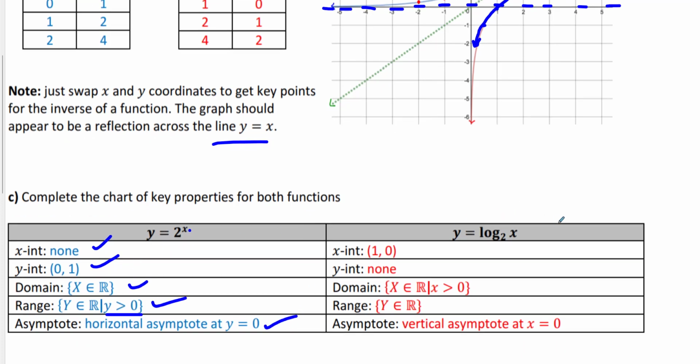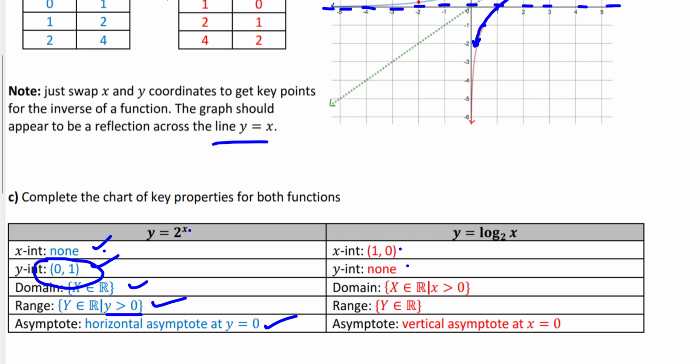Perfect. For the inverse function, it's flipped. Since there was no x-intercept for my initial function, the inverse function has an x-intercept that was your y-intercept. So instead of (0, 1) being here, it's (1, 0) here, because it's swapped. But there's no y-intercept, because the x-intercept and y-intercept are swapped. Domain and range are swapped as well.